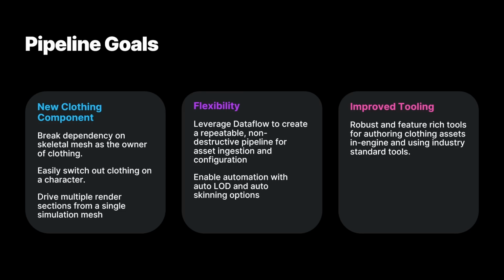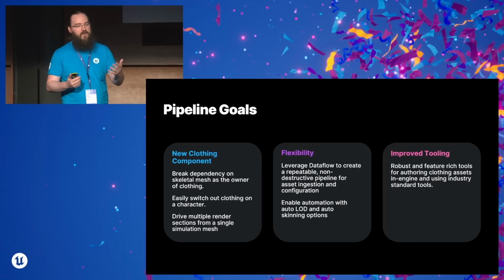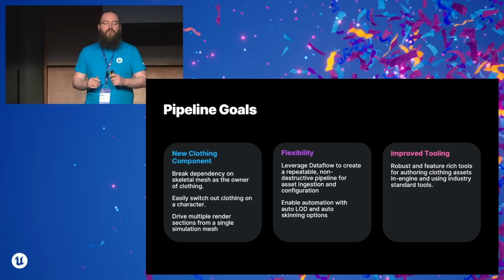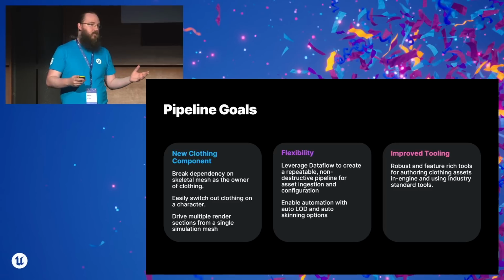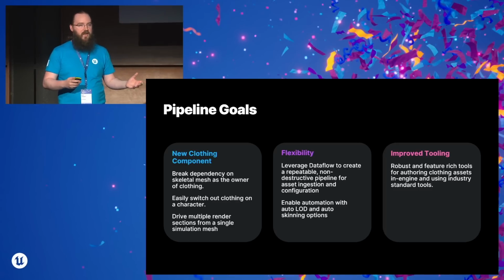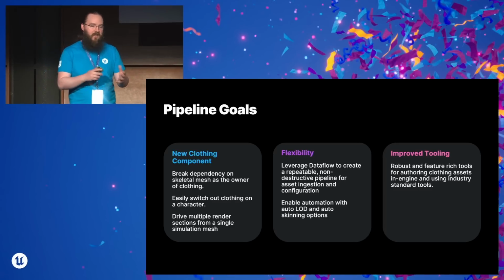So some of the goals for the pipeline that we wanted to build: first of all, we wanted to break the dependency on skeletal meshes as the owner of the clothing data. Up until now, it's had to reside inside a skeletal mesh, using the skeletal mesh tool editor and the clothing panel to create the data, and it was rendered through the skeletal mesh component scene proxy. Splitting it up allows us to control the asset independently while still sharing some of the functionality. We still have the skinned mesh component now as the shared base class between skeletal meshes and the clothing component, so we can share where it makes sense.